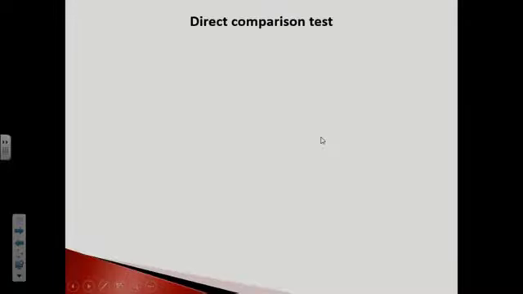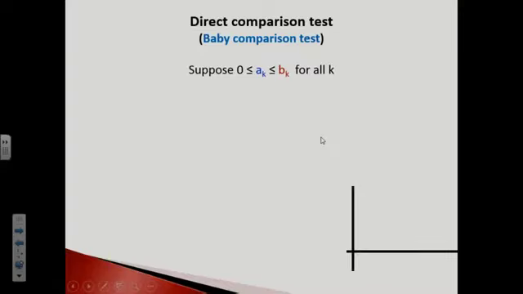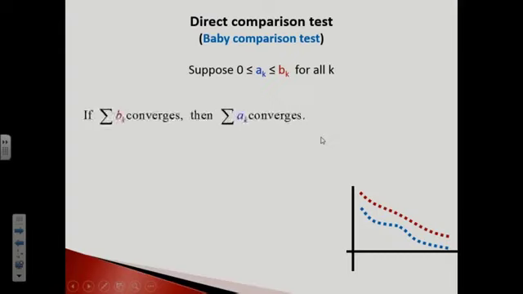The first of the comparison tests is called the direct comparison test or baby comparison test. Suppose 0 is less than or equal to a_k, less than or equal to b_k for all k. It means that when you plot, the terms a_k lie below the terms b_k. We can make the following conclusions. If sigma b_k converges, then sigma a_k converges. If sigma a_k diverges, then sigma b_k diverges.